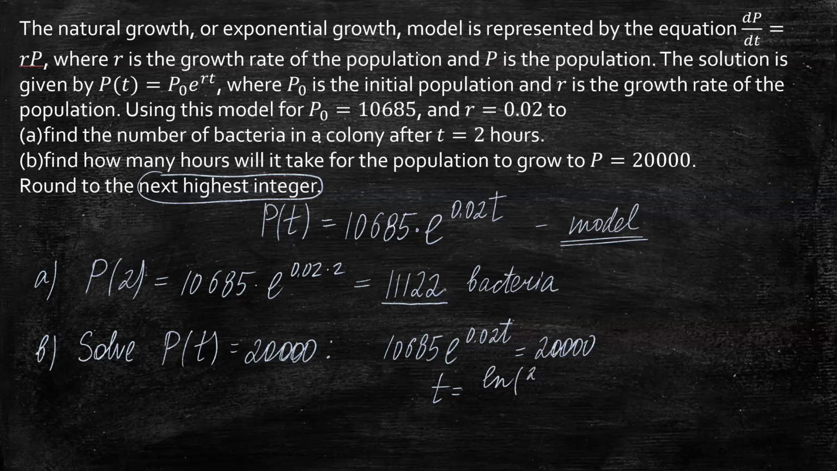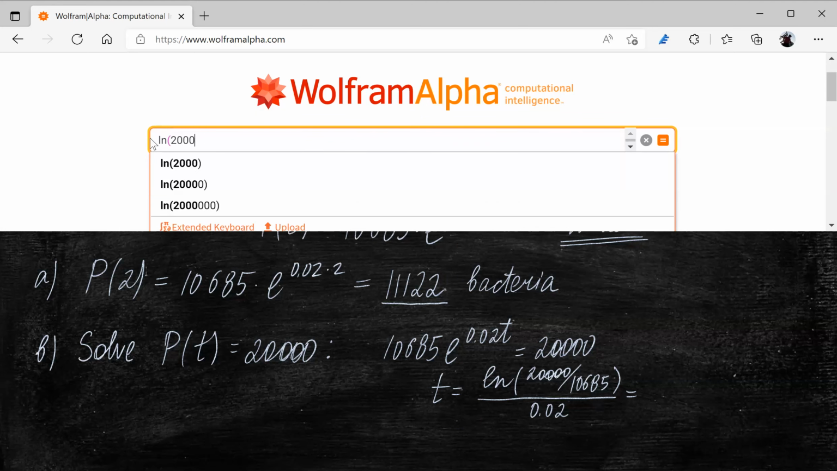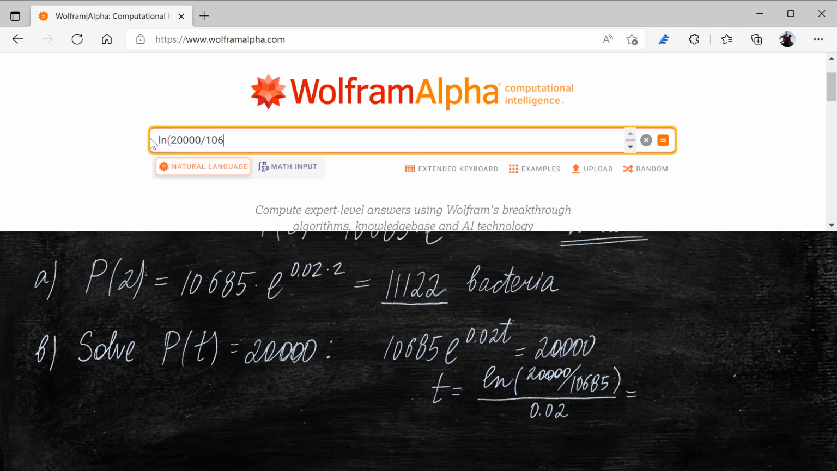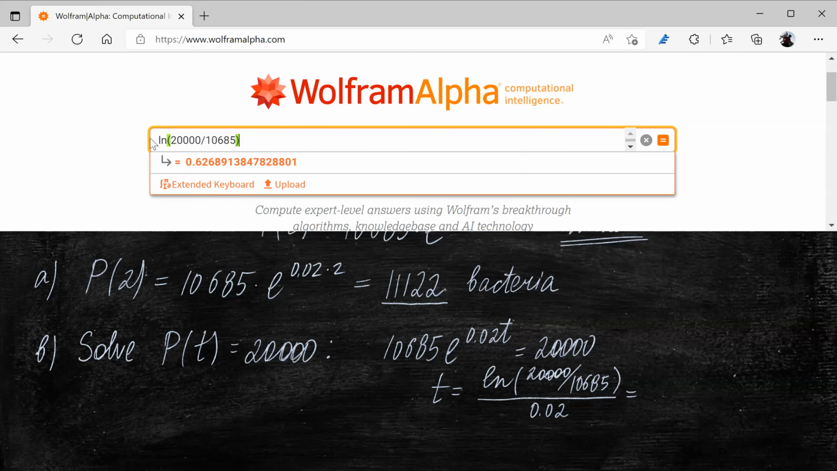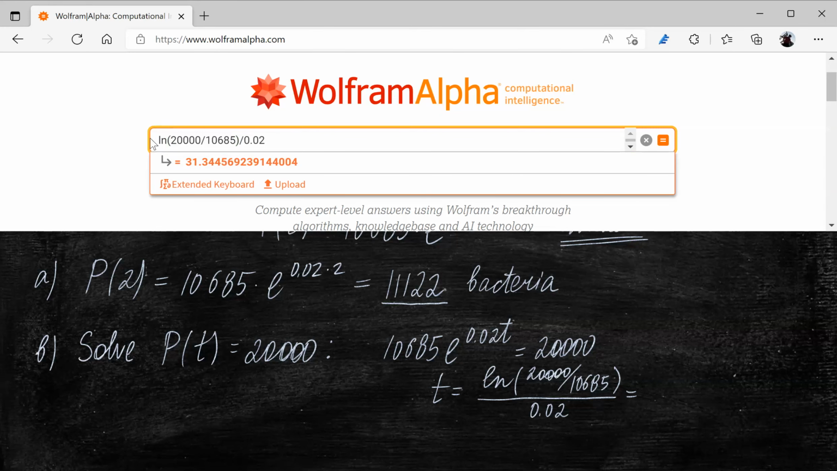ln of 20,000 divided by 10,685, all that divided by 0.02. So again, I'm just going to use Wolfram Alpha. We're going to put ln 20,000 divided by 10,685, all that divided by 0.02, and the answer is 31.3.